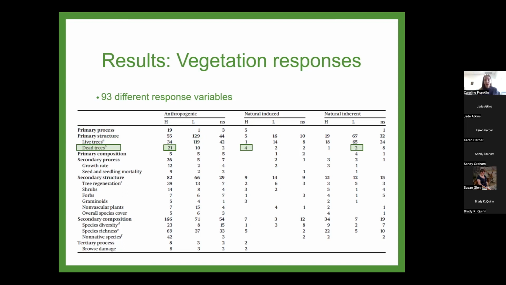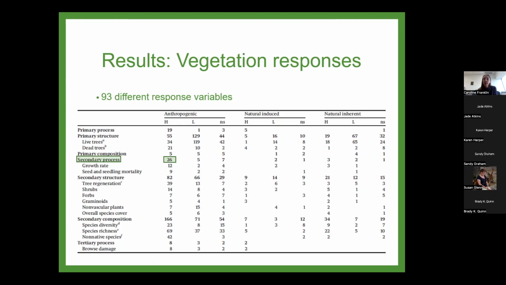And then here we're seeing dead trees. Here we're seeing some interesting patterns where at anthropogenic and natural induced edges, so at created edges, there tends to be more dead trees at the edge compared to the forest interior, whereas we see kind of an opposite trend for natural inherent edges, where there tend to be fewer dead trees or just no significance for that response variable.